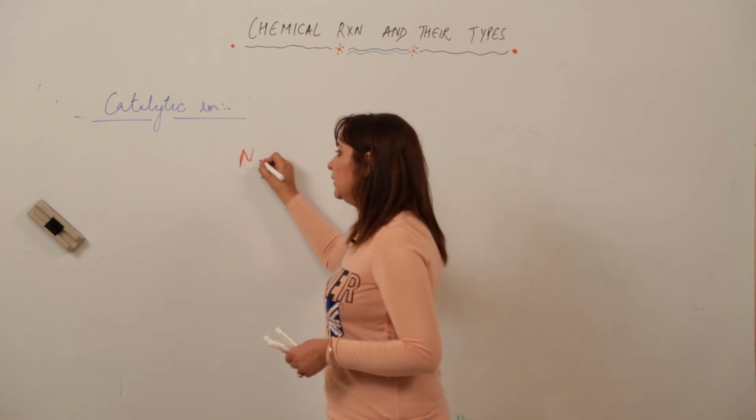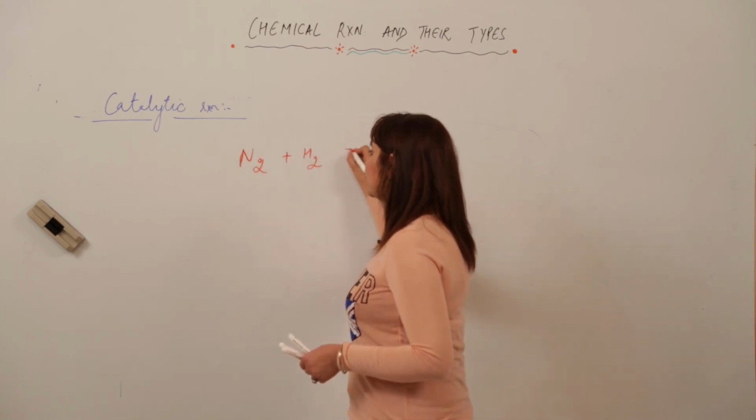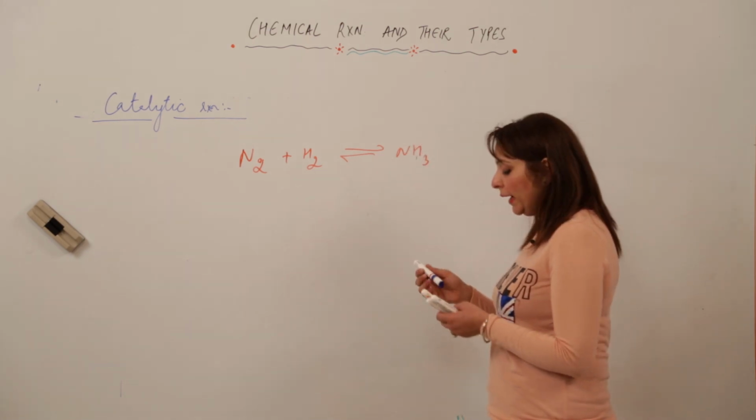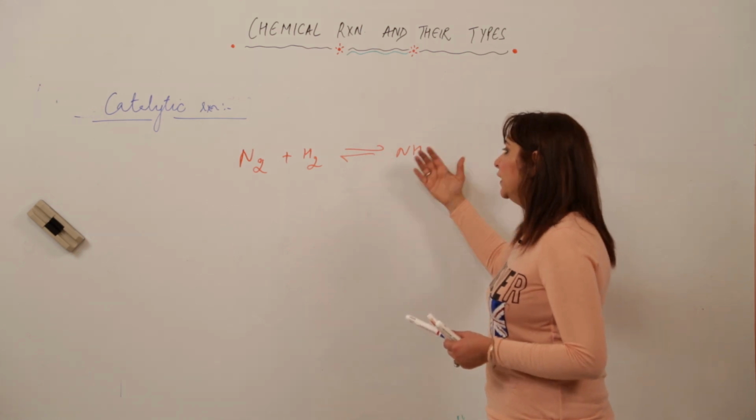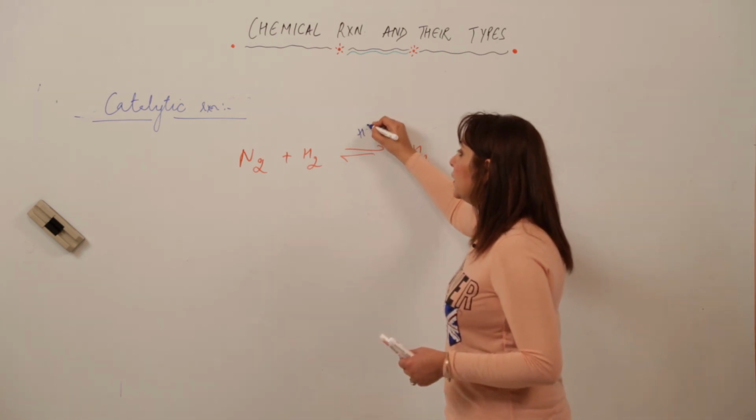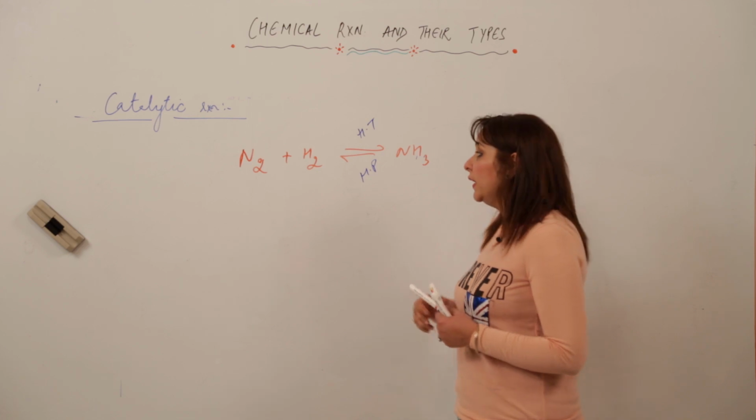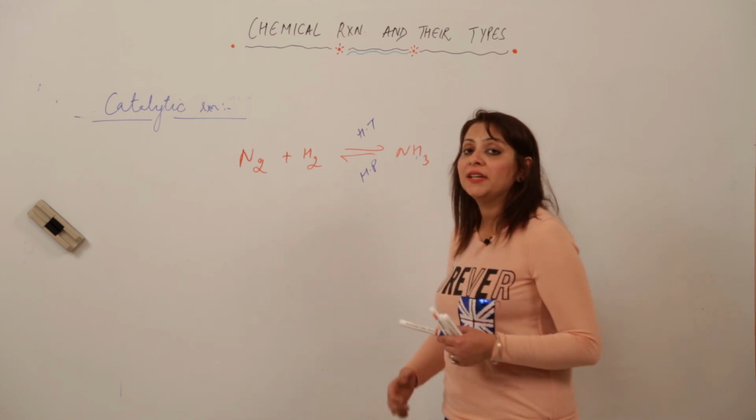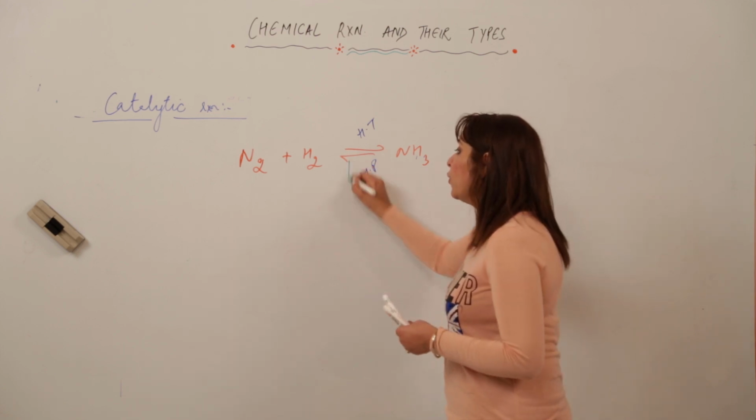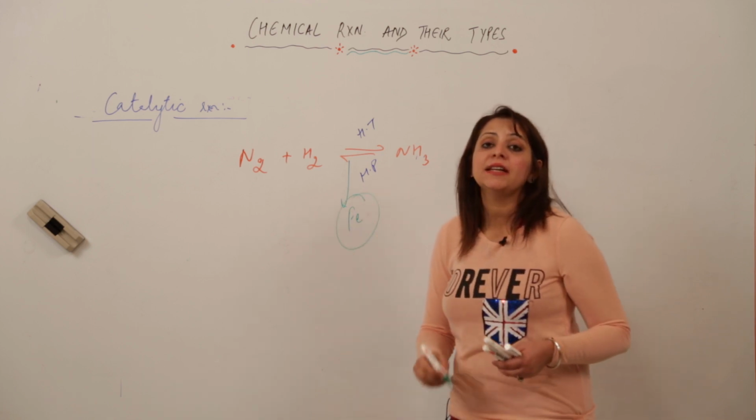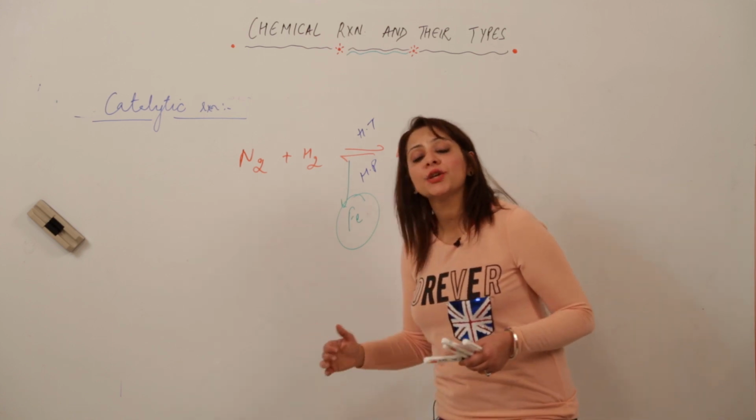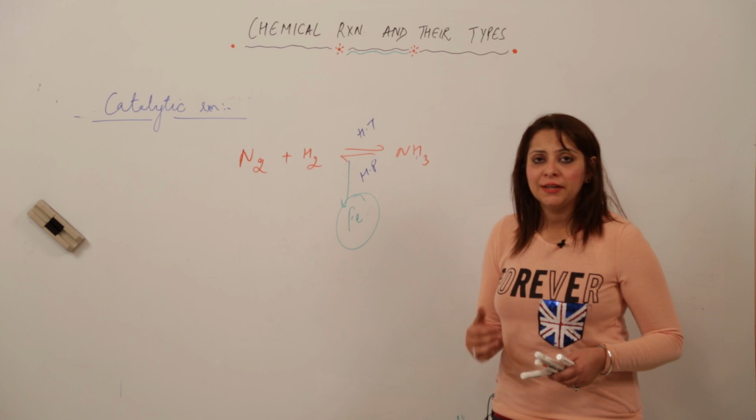The same example I am taking again, ammonia formation: N2 plus H2, reversible sign, NH3. You know why it is reversible, you know all the conditions which are required. You will be surprised to know that this reaction requires higher temperature and higher pressure as well. But even if you provide the higher temperature and pressure, the reaction doesn't take place unless we use iron as the catalyst. So in this reaction, iron is acting as a catalyst. It is making the reaction happen, right? So any reaction in which a catalyst is involved comes under the category of catalytic reaction.